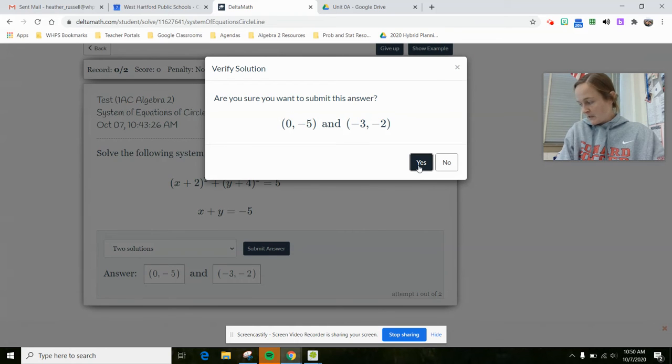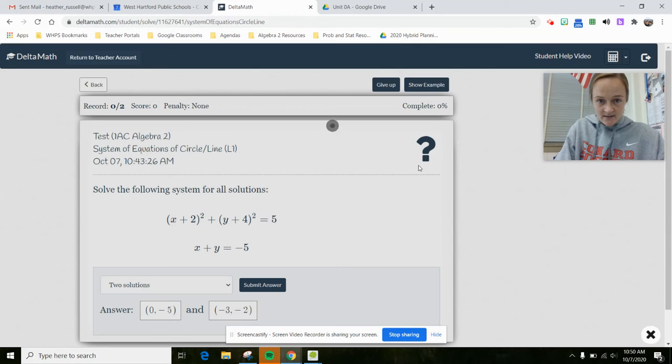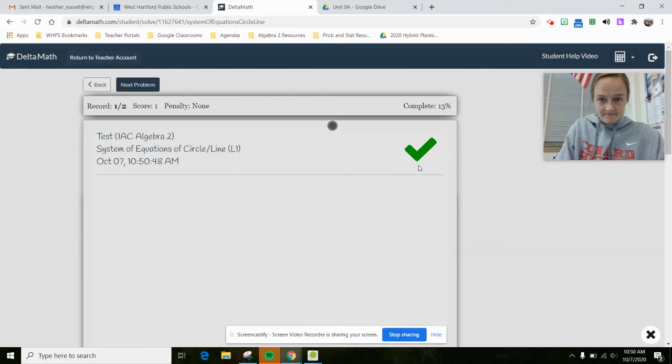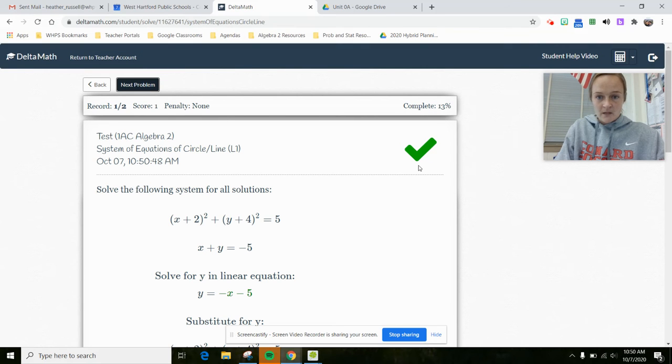Double check that I plugged it in correctly. Yes. And there we go. So you only have to do 2 of these. They are more advanced, more involved than the other ones. And the only reason they're more involved is because you have to simplify within those parentheses sometimes, and you had to isolate in the linear equation.